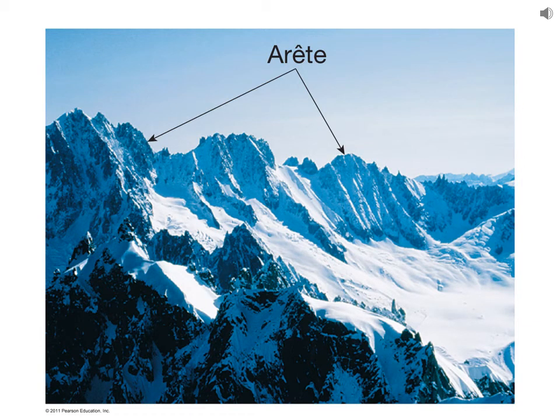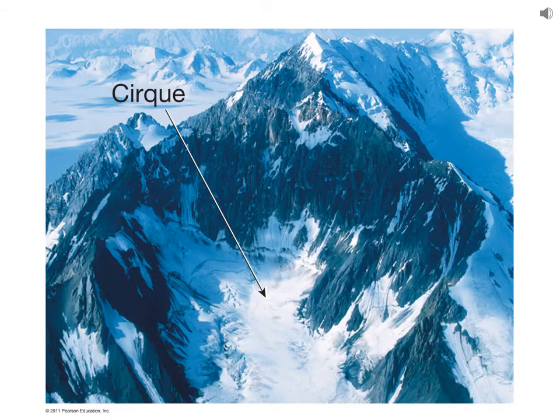Here's an arête, so a sharp knife edge ridge. We have a glacier flowing down this valley. We have another glacier on the back side, leaving this sharp ridge between them. Here's a cirque, so this is the very head of a glacier. It carves out this big bowl-shaped depression, and the glacier flows down this way.